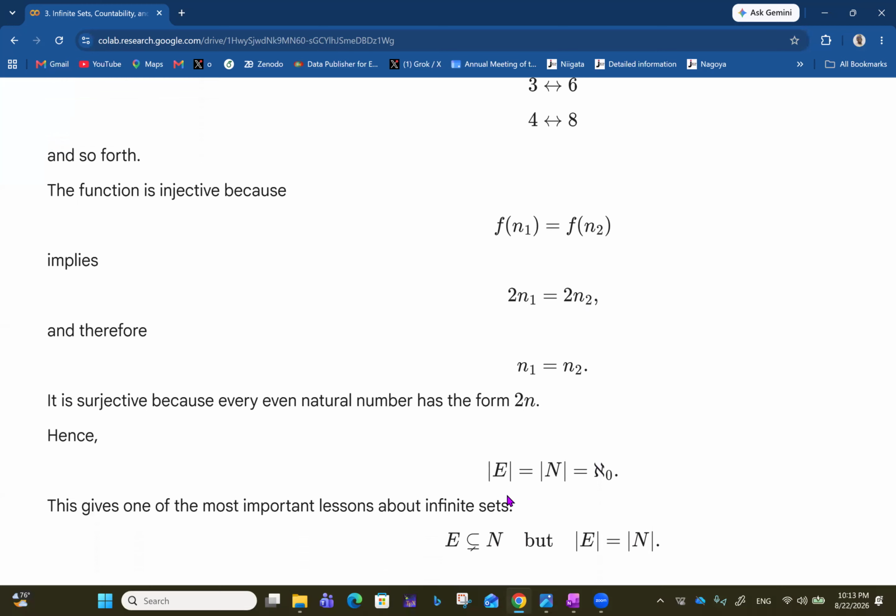Hence, the cardinality of E also becomes the cardinality of the set of natural numbers. Though E is a proper subset of N, they have the same cardinality because they are both infinite sets, right? And because of the bijection, we can say they both have the cardinality of aleph zero. This gives one of the most important lessons about infinite sets: the set of even natural numbers is a proper subset of the set of natural numbers, but their cardinalities are the same.